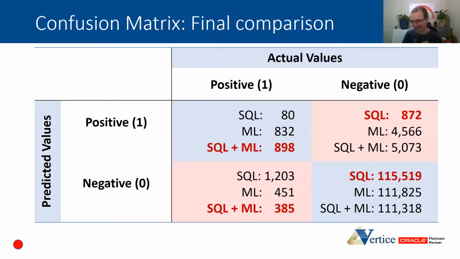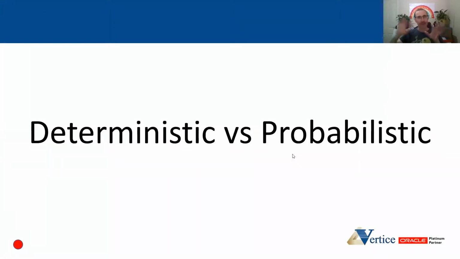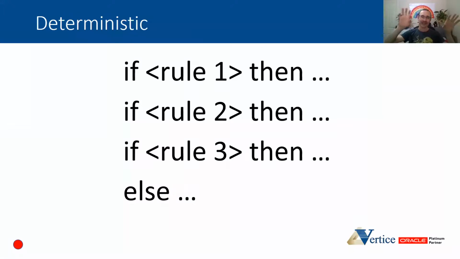Happy medium. Okay, so let's just recap what we talked about, but let's think about it in a different way. We talked about SQL rules versus machine learning. There's another general way we can think about this, and that is deterministic versus probabilistic. The SQL rules are like the deterministic approach. You've got a big long list of things and it says, if this criteria hits, then it's fraudulent. If this criteria hits, it's not fraudulent, and so on and so forth.